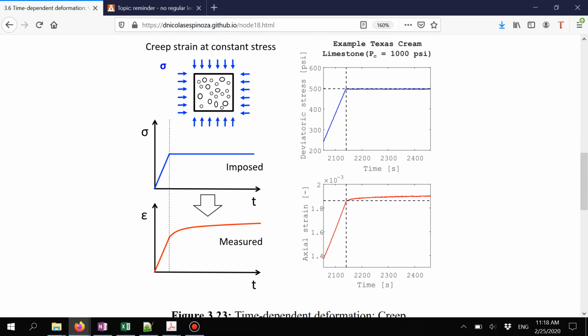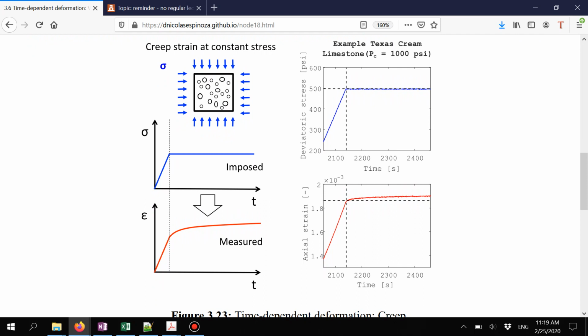Let's look at this example. This is a rock here on the top left, which is subjected to effective stresses in all directions. In this particular experiment, the stresses are increased up to a certain point, and then that's held constant. And when stresses are increased, you will expect strains also to increase. And this will be related to the relationship that we have seen before between stresses and strain through stiffness.